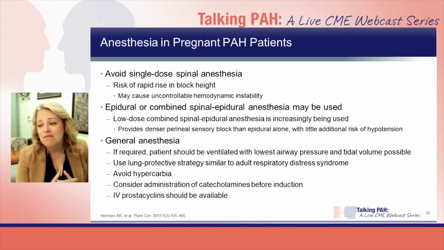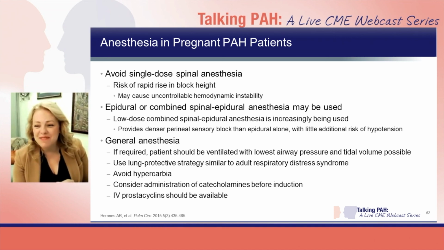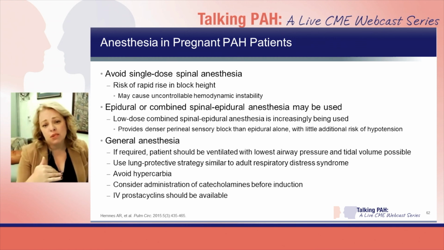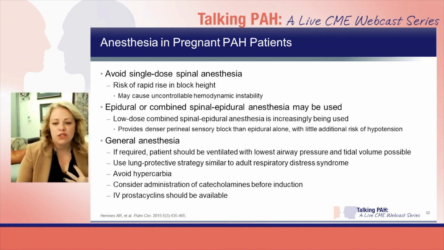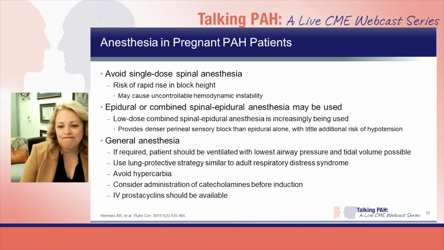Anesthesia, though, is also not our favorite thing in patients who have pulmonary hypertension. So you have to have a very careful anesthesia plan. We avoid single dose spinal anesthesia because of risk of rapid rise of block height and hemodynamic instability. We're usually going to do an epidural or combined spinal epidural anesthesia with low doses. And then general anesthesia may be needed. If required, we're going to use as low airway pressures as we can, avoid hypercarbia, and consider using pressors before induction to avoid that blood pressure drop we often see right after we intubate patients.